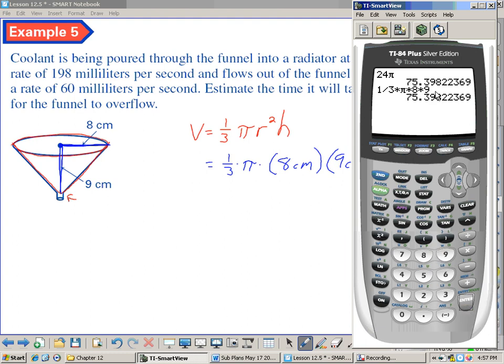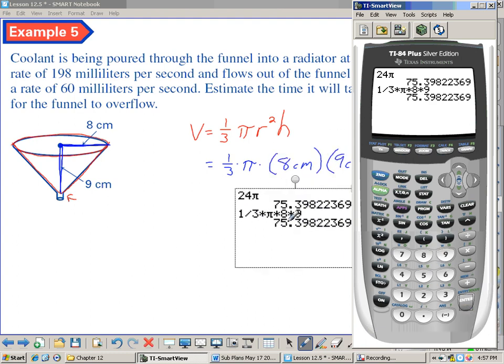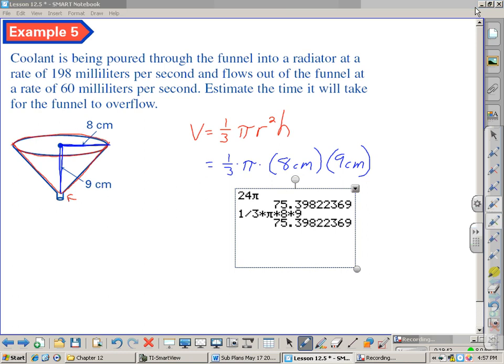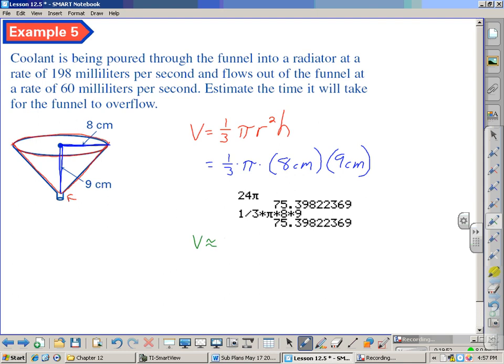And so I just did some simplifying that you really don't have to do because your calculator can handle all of it. But all I did was take 1/3 of 9, which is 3, and 3 times 8 is 24, and we solved the pi there. So either way you do it, the volume of this funnel is approximately 75.3, actually let's round that up, 75.4 cubic centimeters. That's the volume of the funnel.